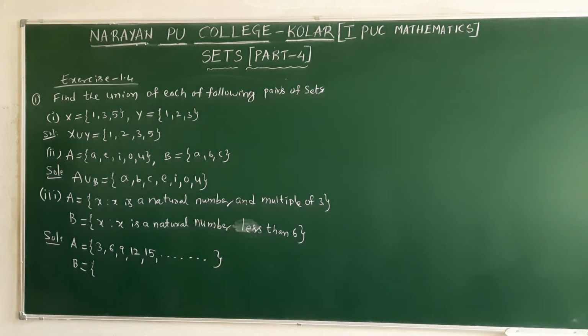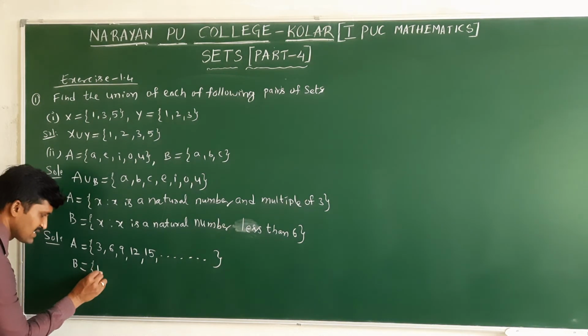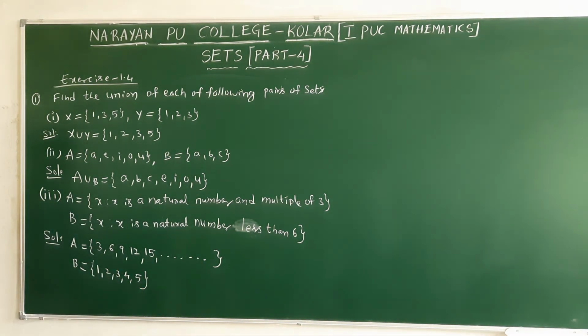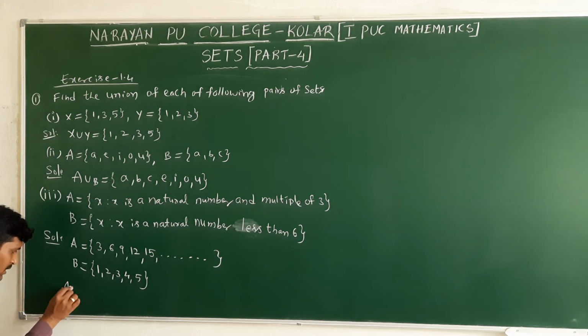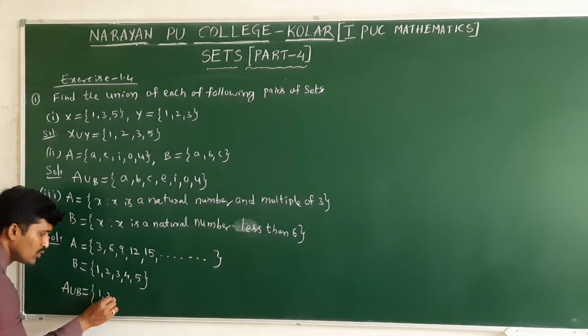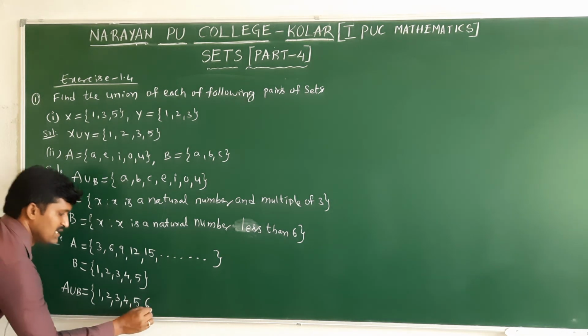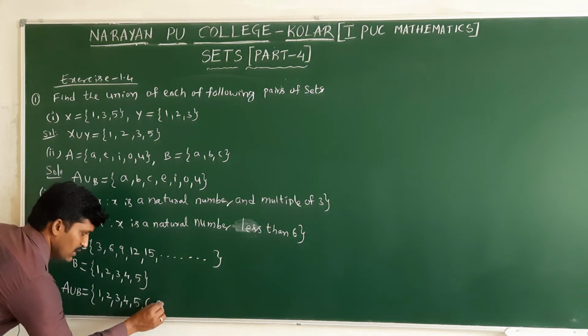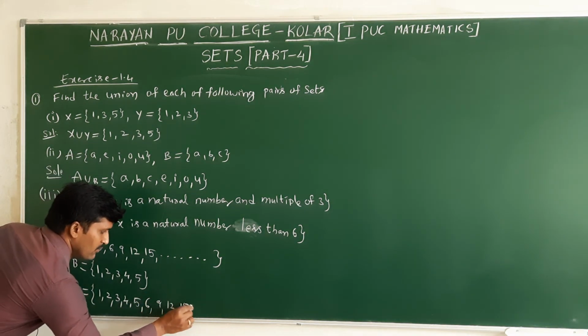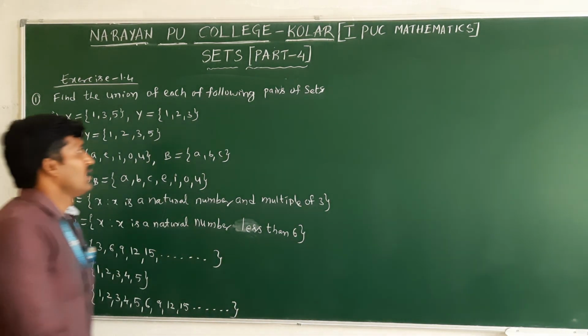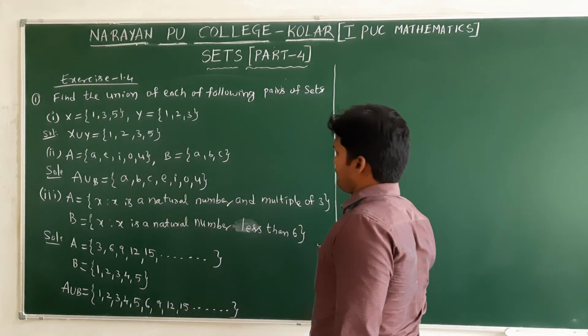Coming to B, x is a natural number less than 6. Less than 6 means 1, 2, 3, 4, 5. We need to combine this, A union B. Combine, what will you get here? 1, 2, 3, 4, 5, 6, 7 you won't get. 9, 12 and so on you will get, up to infinity.